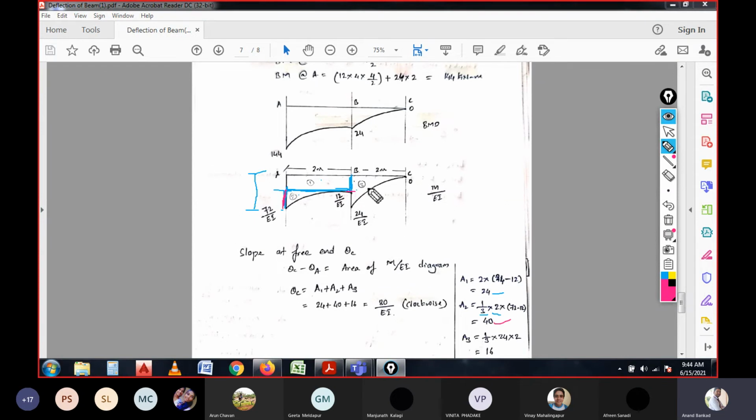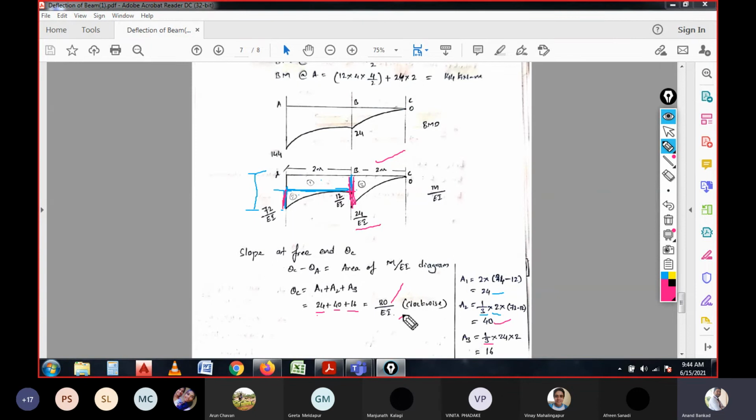And for A3 it is again the same, 1/3 of base into height. The base is 24 here, and height is 2 meter. Right, so it is 16. So A1 is 24, A2 is 40, A3 is 16, altogether 80 by EI, which is the slope.